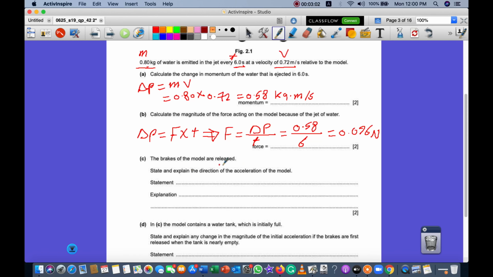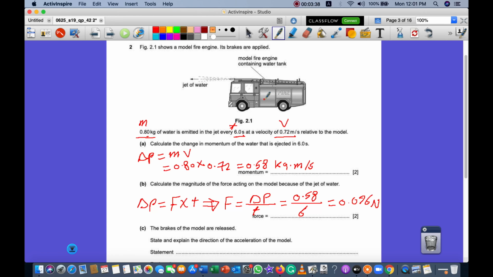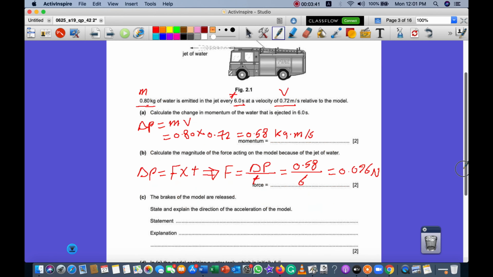Okay. C. The brakes of the model are released. State and explain the direction of the acceleration of the model. He asked me to write the statement and the explanation, and we have 2 marks. He said the brakes of the model are released. So what about the direction of the acceleration? Will it be to the right or to the left? He said the brakes are released, so the speed of the model will decrease. So this means that the acceleration will be to the right direction, meaning backward.